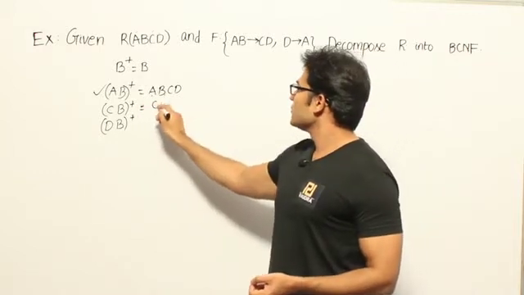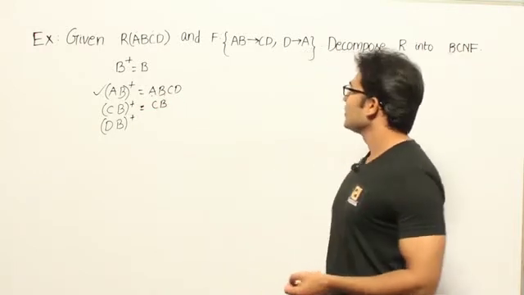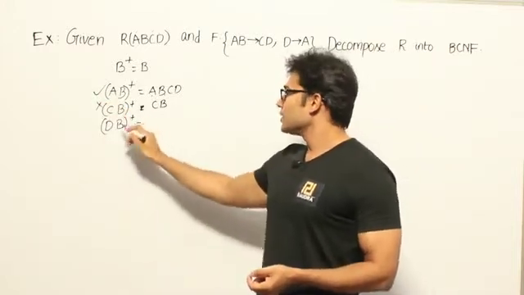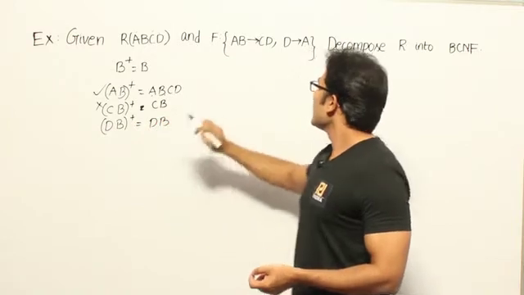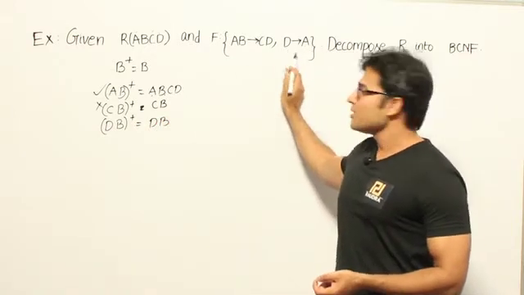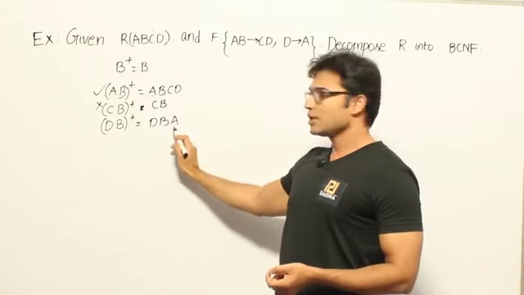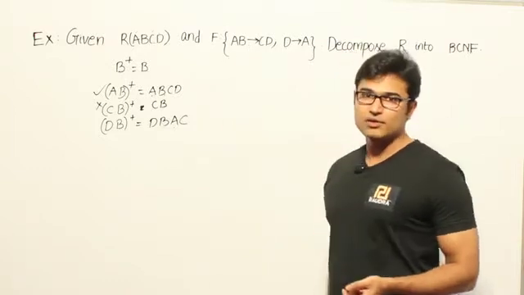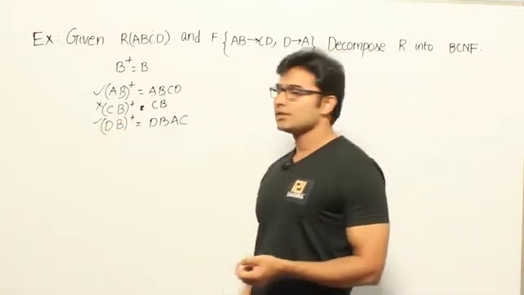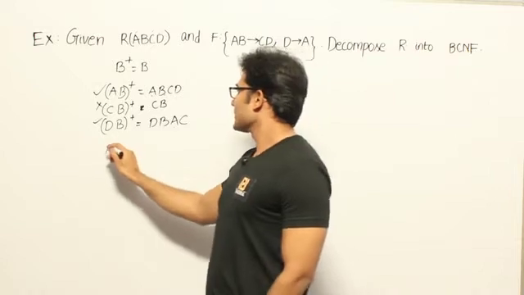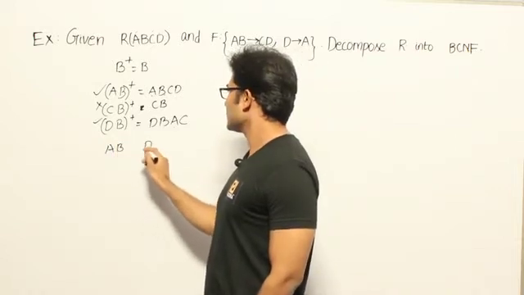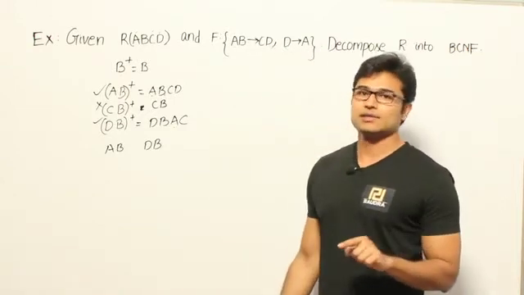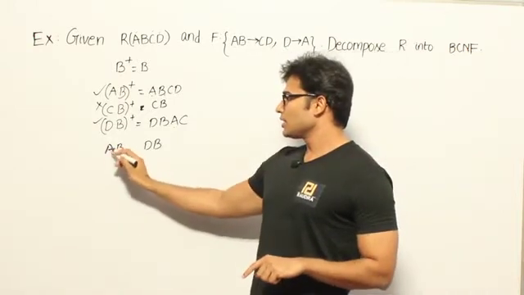Okay, now what about CB? If you find CB plus, I get CB and nothing else. So CB cannot be the candidate key. What about DB? I get DB, and because of D I get A. And now I got AB, and because of AB I get C, isn't it? Therefore this can also be the candidate key. So what are the candidate keys now? AB and DB. These are the only two candidate keys which contain two attributes.